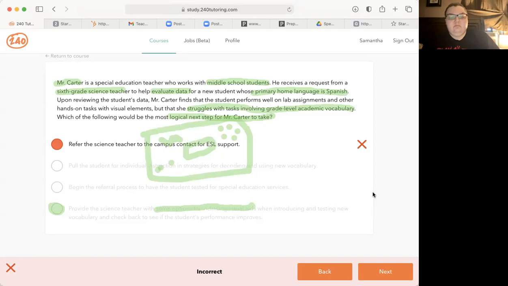But if they don't, it's certainly your job to say, okay, they could benefit from a bit more instruction on vocabulary to help with comprehension of the text, right?